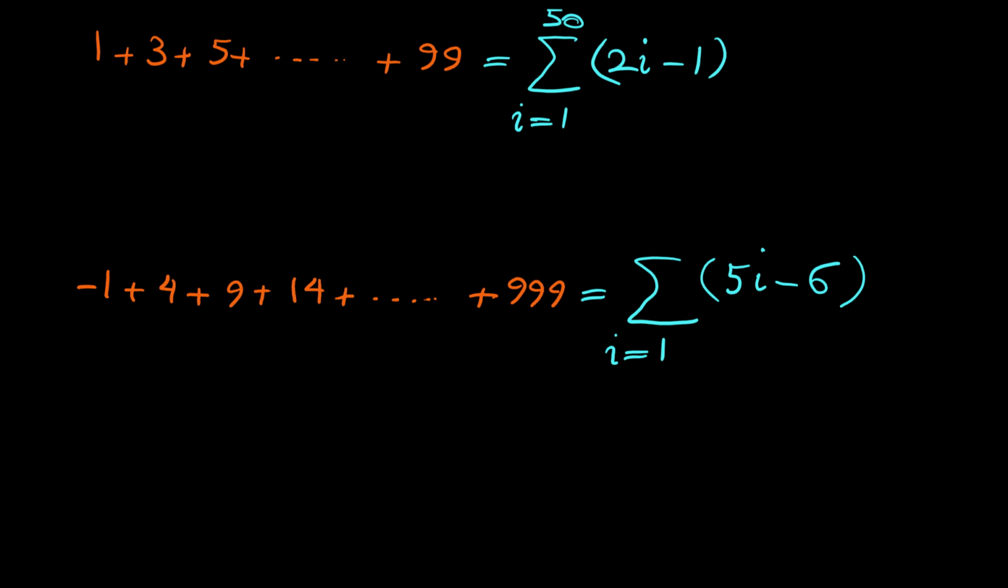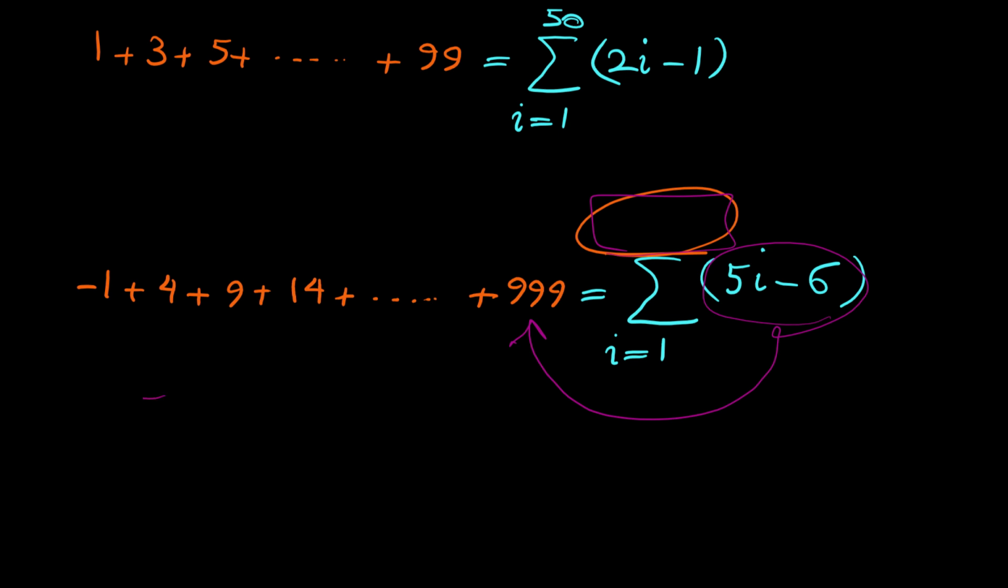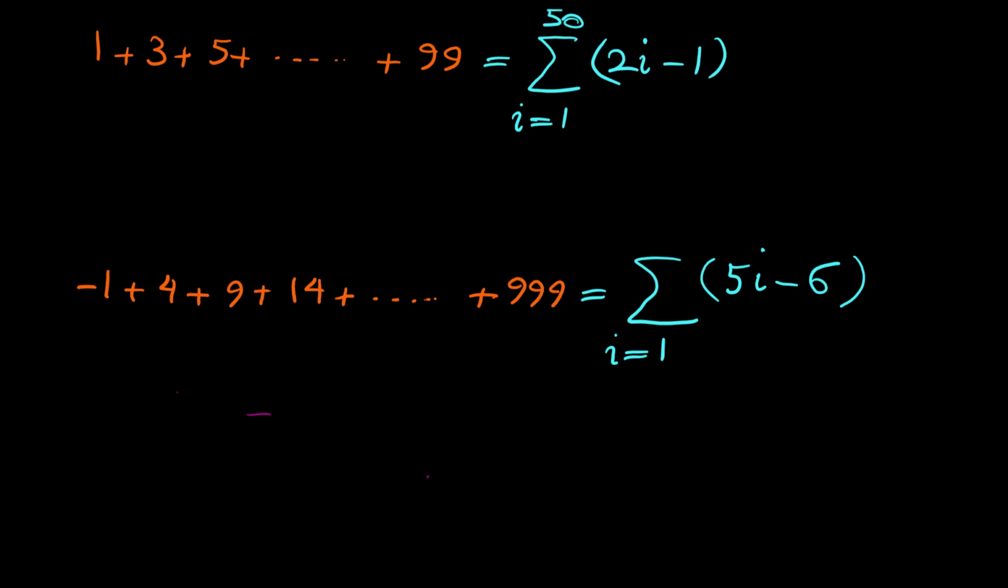Now let's see what is the value that we have to write here. Again, you have two methods. You can set this equal to this, solve it for i, then you can find this value. This is one way. 5i minus 6 equals 999. If we add 6 to both sides, 999 plus 6 is 1005. Divide both sides by 5, then i would be 201. So it is 201.